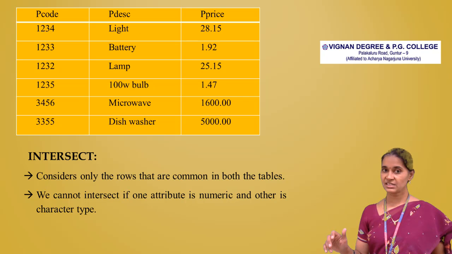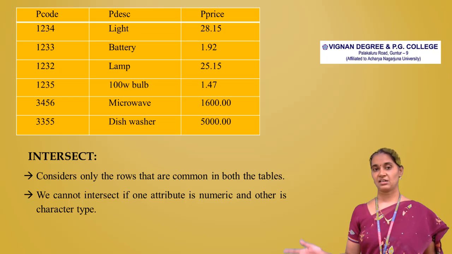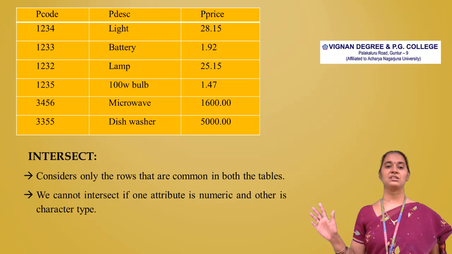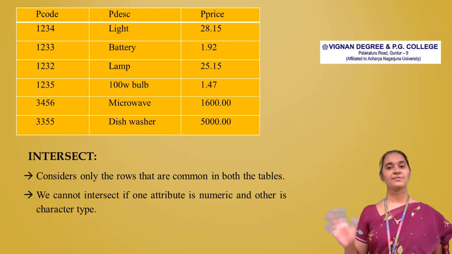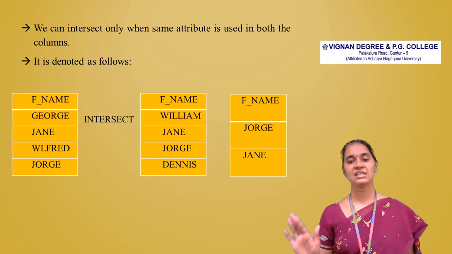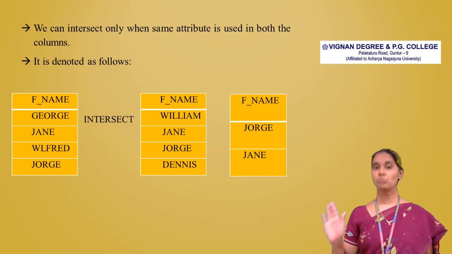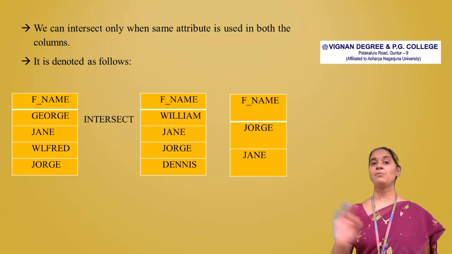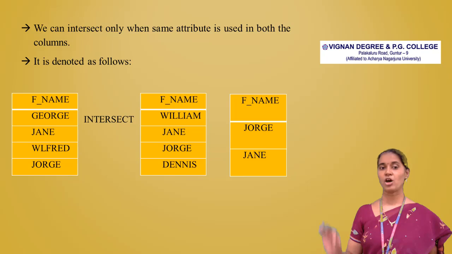We cannot intersect if one attribute is numeric and the other one is character type. Both the columns should have same data type. If the data types vary, intersection is not done. We can intersect only when same attributes are being used in both the columns. If the attributes are same in both the columns, then only we can perform intersection.